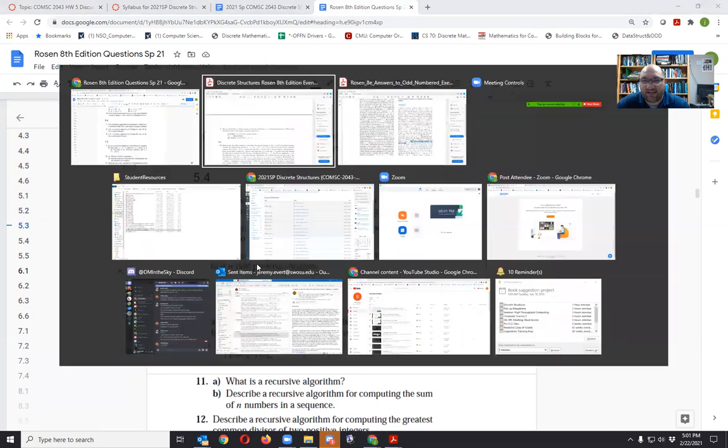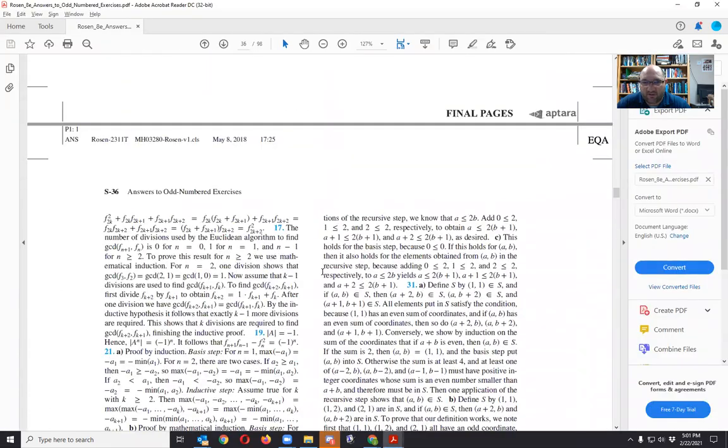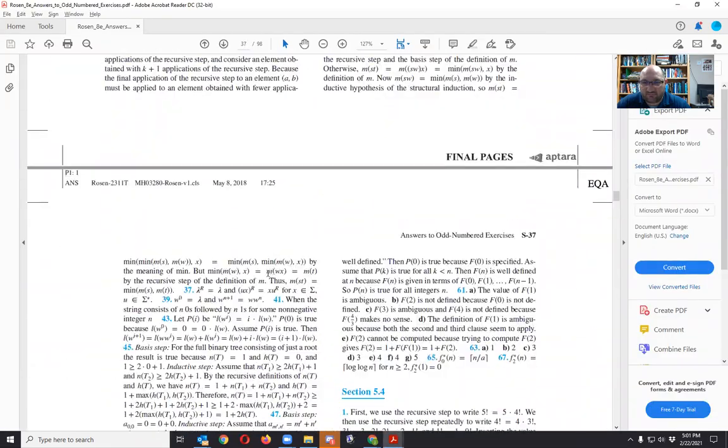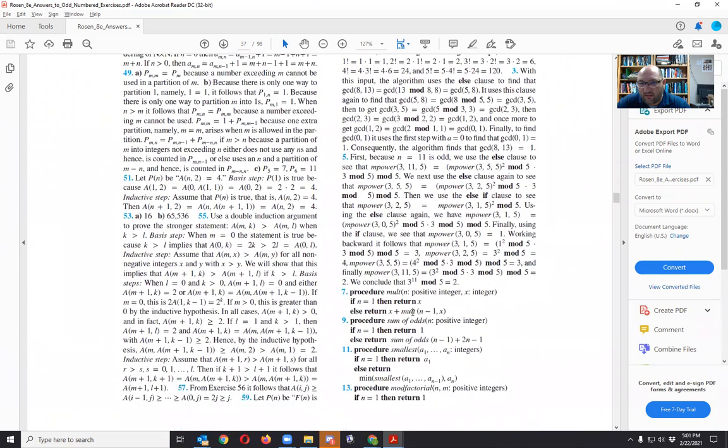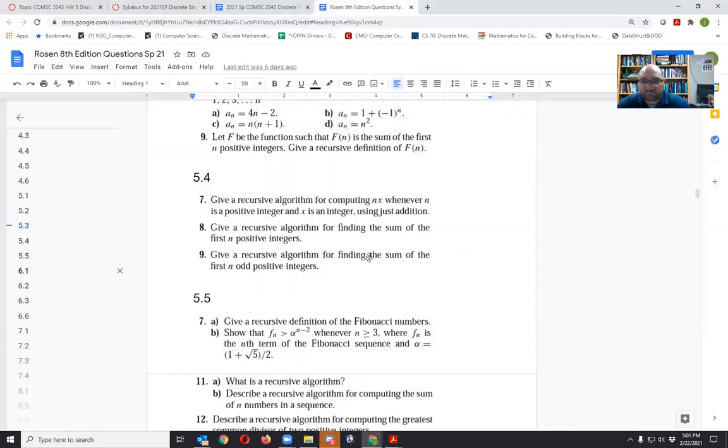So this one's going to be slightly different, if I remember this correctly. So 5.4, problem 9. Yeah, it's slightly different, right? Because we've got to do sum of odds n minus 1 plus 2n minus 1. And so it's got to skip a few numbers. So it goes just a little bit faster.